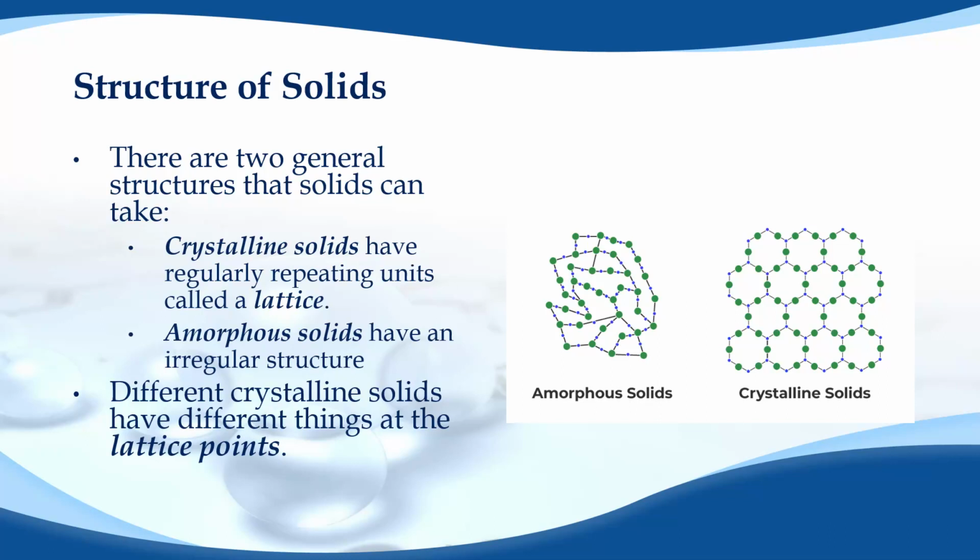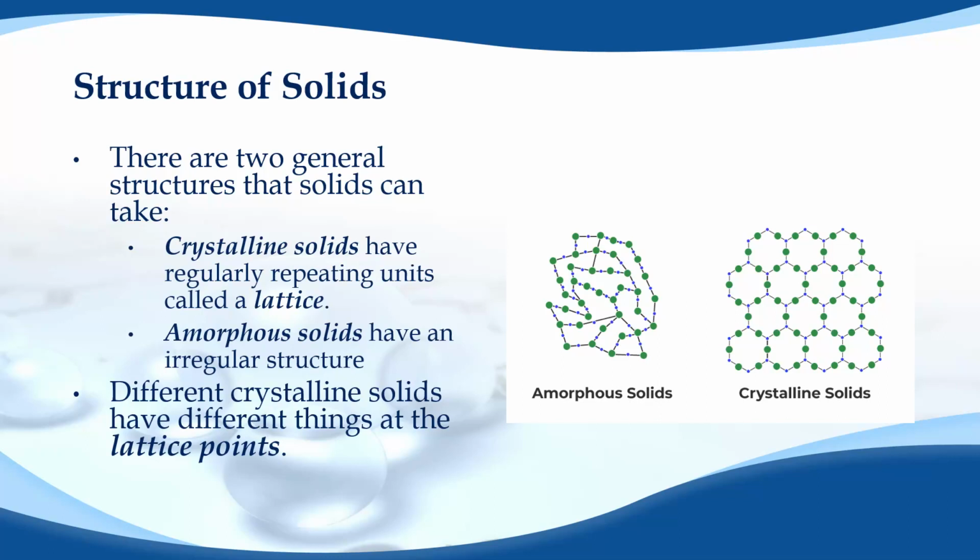Right? So amorphous is one of our 5 classifications. The other 4 that we're going to go over are all different types of crystalline solid. Right? And again, the only thing that's different about these solids is what makes up each of these individual corners or lattice points.